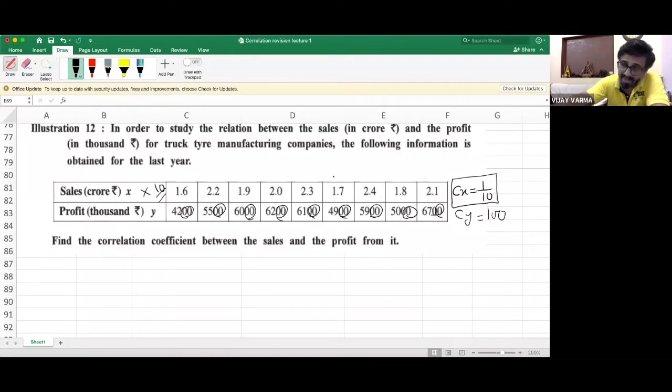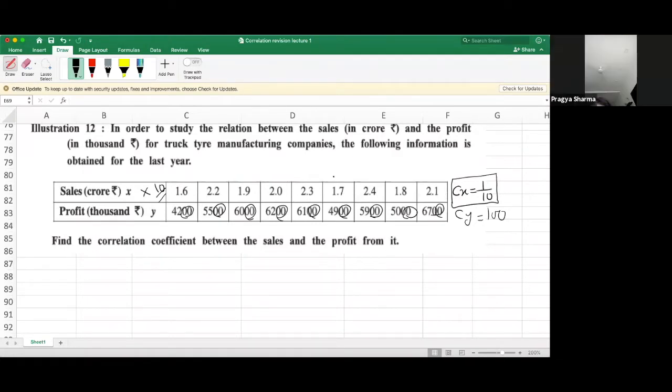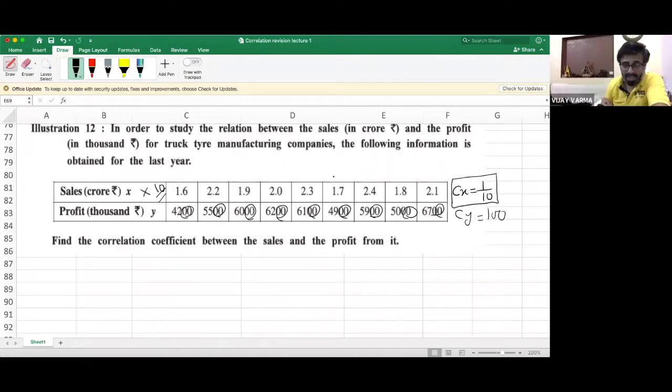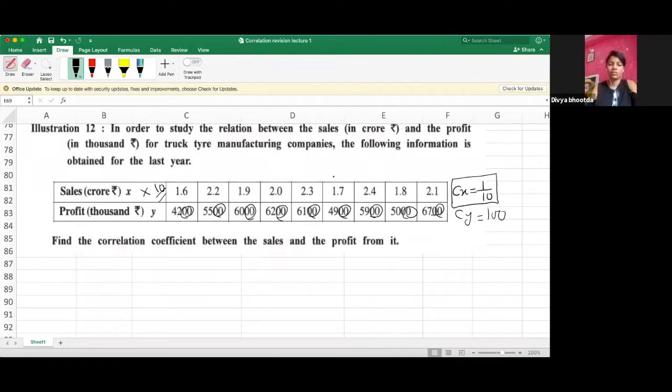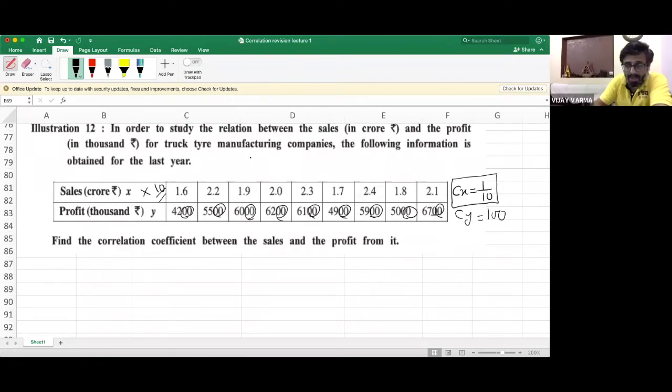Kavya, unmute everyone. Yes, who is not clear with Cx equals 1 by 10? Sir, Pragya. Pragya, you are not clear with Cx equals 1 by 10? Yes, sir, I'm not clear. Okay, I'm explaining on the board again. Kavya, mute everyone.